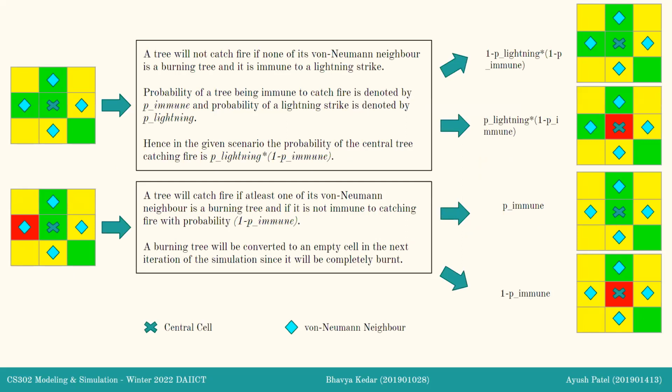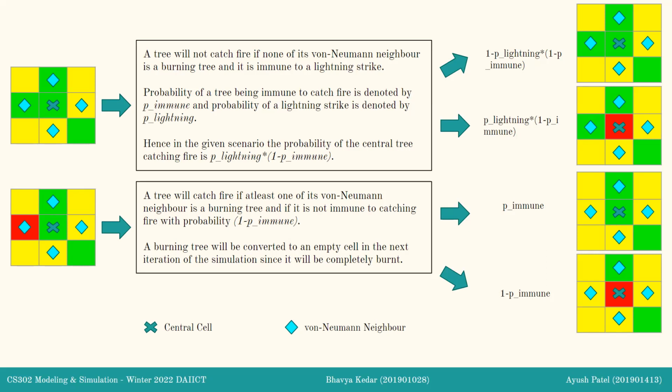these are the rules that govern the cellular automata simulation that we are performing. If there are no burning trees in the von Neumann neighborhood, then the tree will not catch fire from its neighborhood, and the only source of catching fire would be a lightning strike. The probability of any tree catching fire is 1 minus the probability of that tree being immune to the fire.